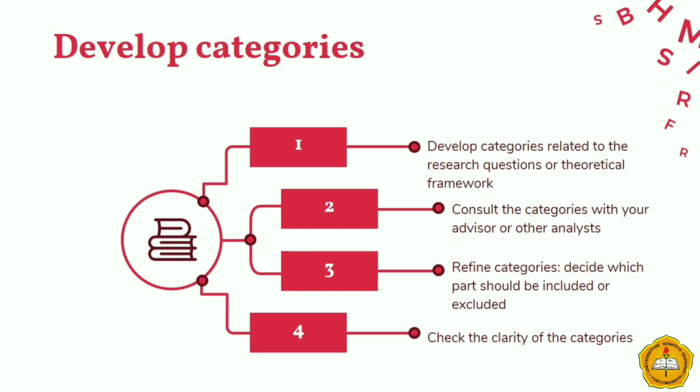The second step is developing categories. So you develop the category related to the research questions or the theoretical framework. For instance, you're interested in analyzing the data based on appraisal theory. If you're doing your thesis or final paper, I think it's best to consult the categories with your advisor or other analysts or experts. After consulting our categories, we can refine them. We can decide which part should be included or excluded.